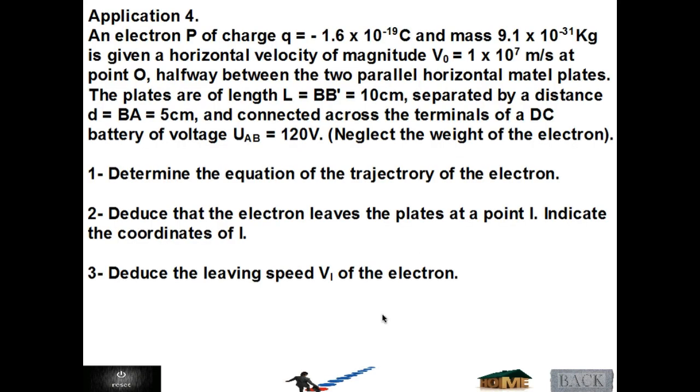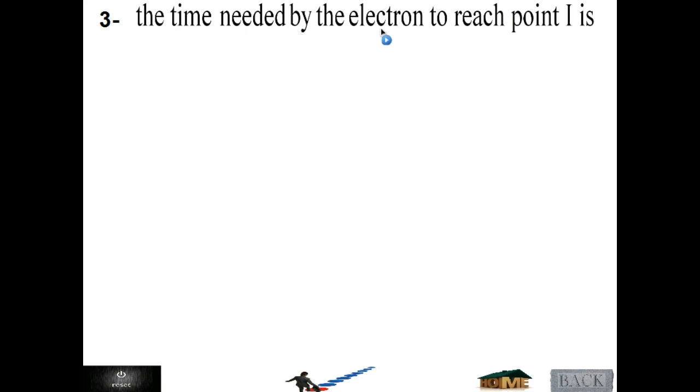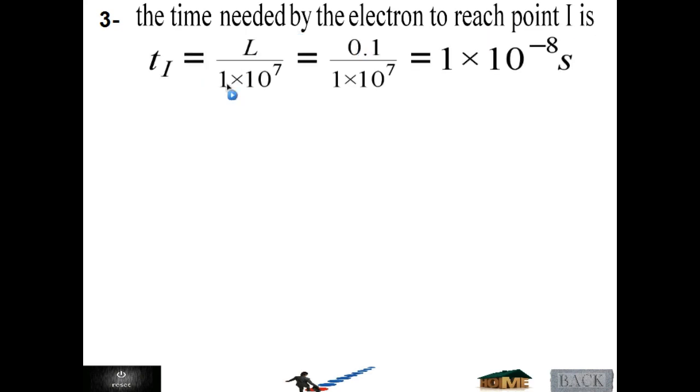Part 3. Deduce the leaving speed vi of the electron. Of course, we have the expression of the velocity, but we need the time. So the time needed by the electron to reach point I is t equals x over 1 times 10 to the power 7. The abscissa of I is L, which is A prime. So 0.1 over 1 times 10 to the power 7 equals 1 times 10 to the power minus 8 seconds.